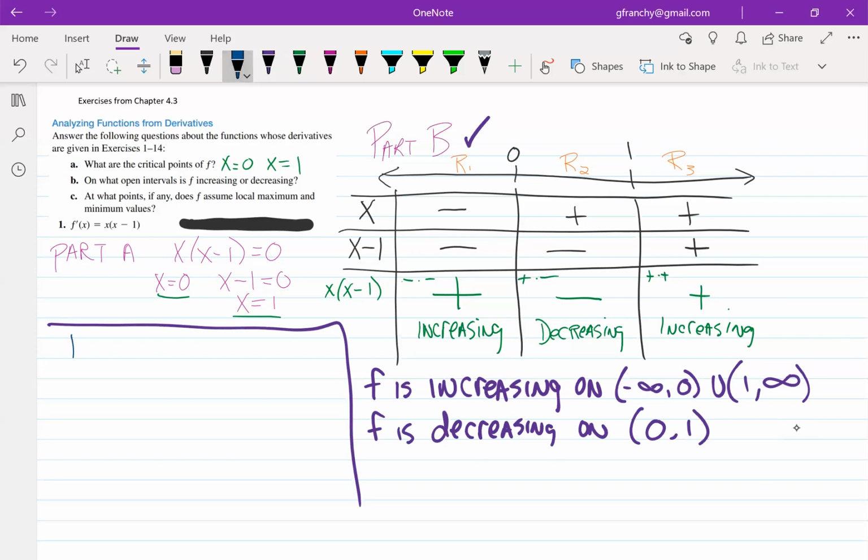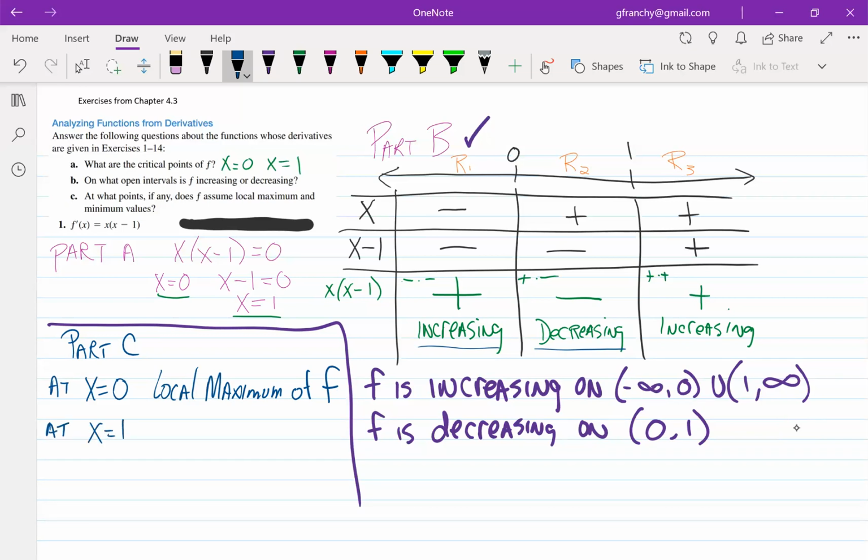And now we'll take a look at part C. And for part C, we use the first derivative test for local extrema. At x equals 0, we see that the derivative went from positive to negative. If it went from positive to negative, it was going up, got to x equals 0, and now it's going down. That's going to be a local maximum of our original function.